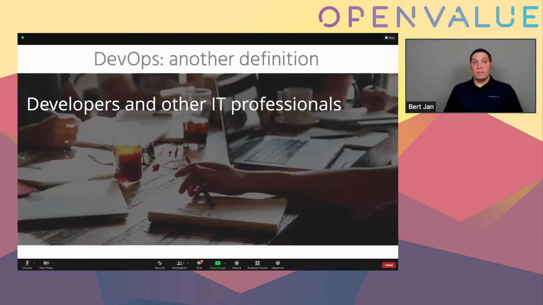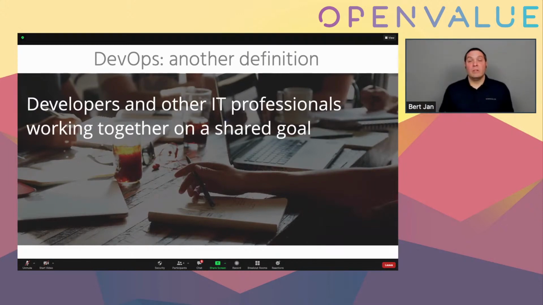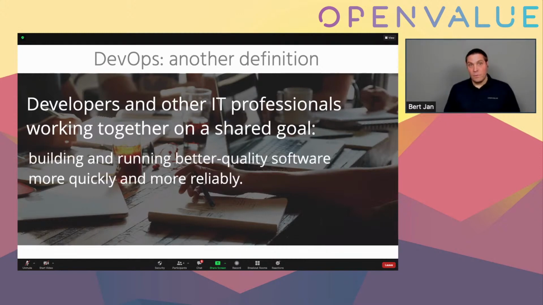Another definition you could say is that it's about developers and other IT professionals, so testers, or maybe the project manager or UX designers, working together on a shared goal. And this goal is building and running good software quicker and more reliably.